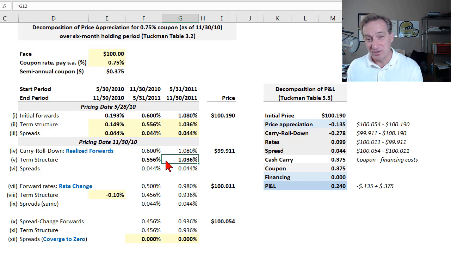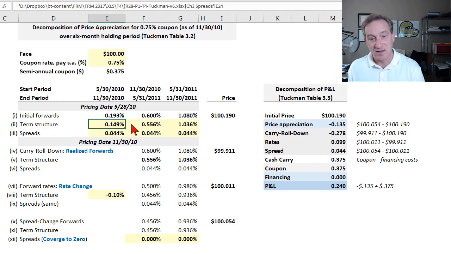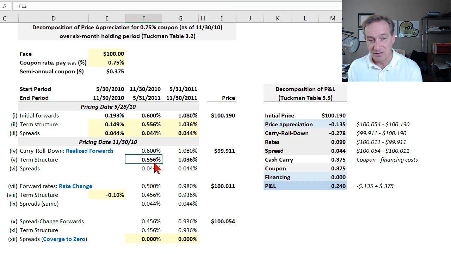And I could have done something different. I could have done unchanged term structure, in which case we go forward 6 months, but we would be looking at the same term structure. So just to pause on that, if we said unchanged term structure, what I would have here is this value, 14.9 basis points instead of the 55.6. Big, huge difference.